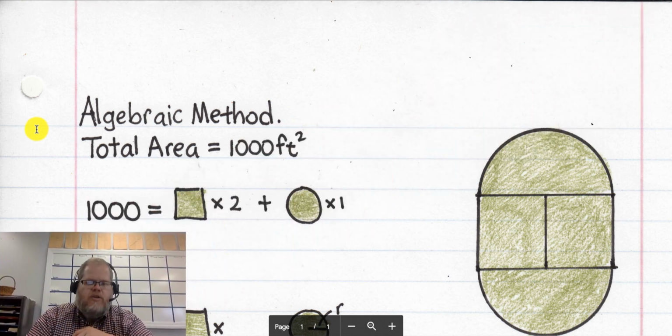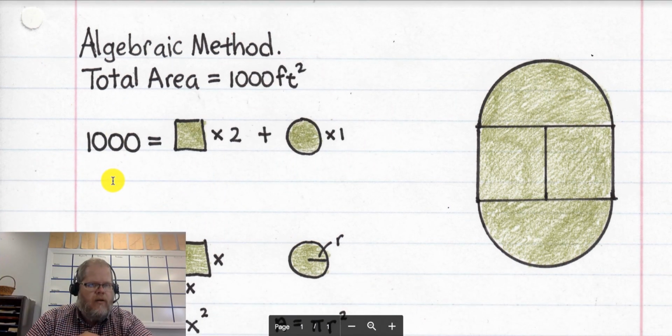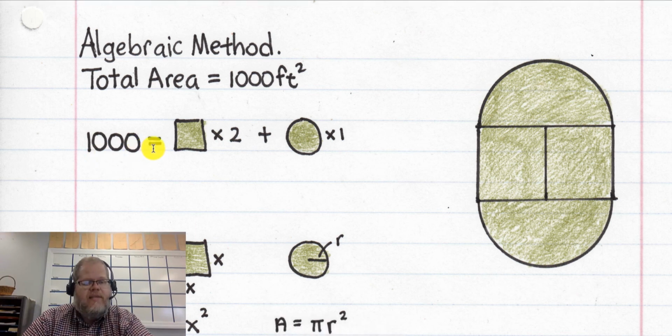From the picture, we can see that we have two squares and two semicircles, and we unite the two semicircles to become one full circle. So a concrete example would be this. We can say that an area of 1,000 feet squared is equal to the area of the two squares plus the area of the one circle. There's your concrete illustration. Most students are going to get that.